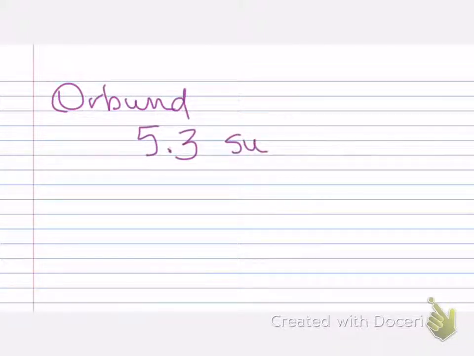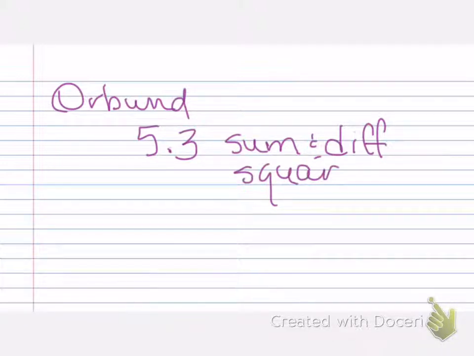So what I want you to do at this point is stop and go to your assignment on Orban and do the assignment for 5.3 that only has to do with sum and difference of squares, okay? There's a second part to it, but I want you to do that part first so that you can understand how to factor and solve these.